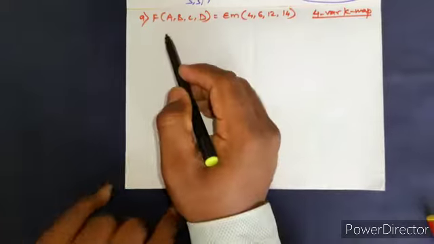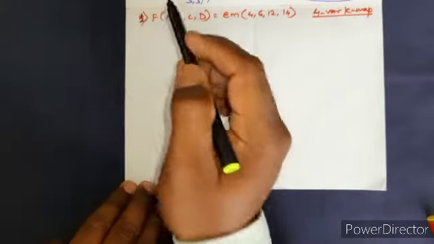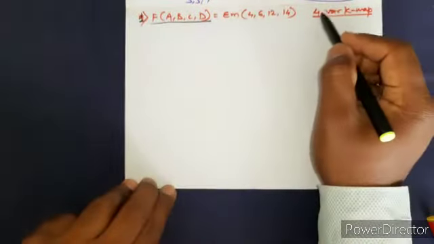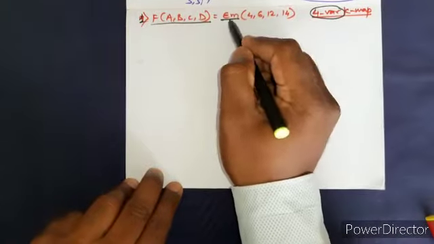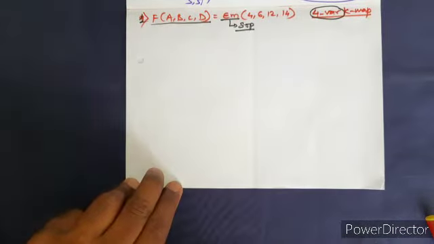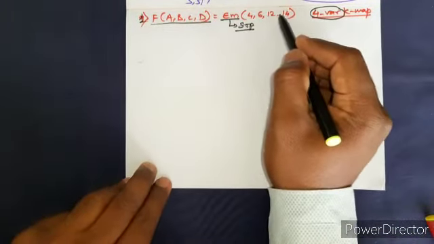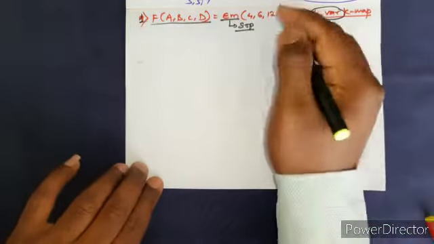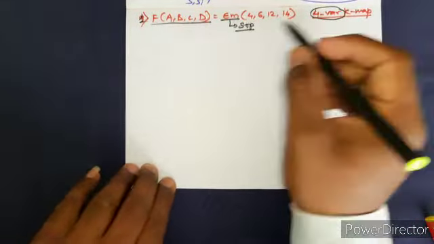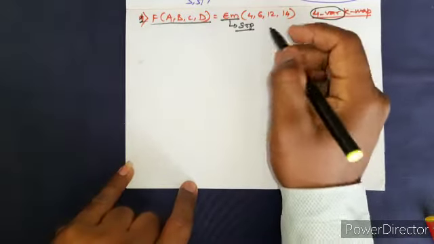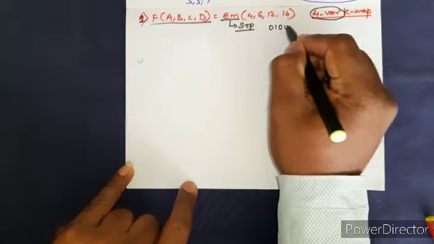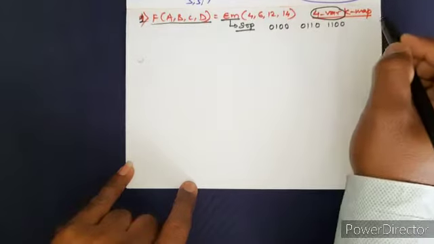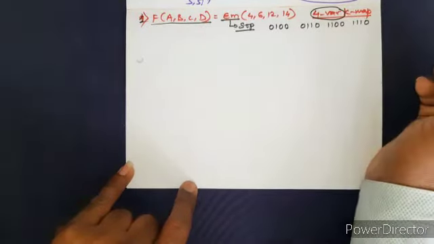Okay, so let's start with this example. Since in the question it is given f of a, b, c, d, this becomes a 4 variable K-map for us, and this is SOP again. Now 4, 6, 12 and 14, these numbers are given. So just to have a comparison, if I write this expression in its lengthy form and then try to reduce: 4 means 0, 1, 0, 0, 6 means 0, 1, 1, 0, 12 means 1, 1, 0, 0, 14 means 1, 1, 1, 0.